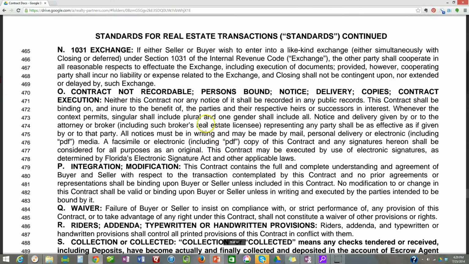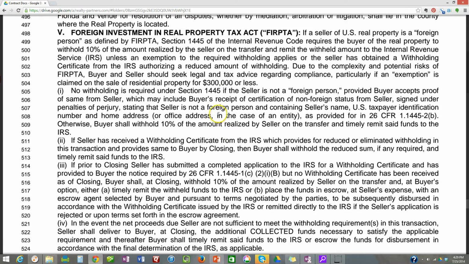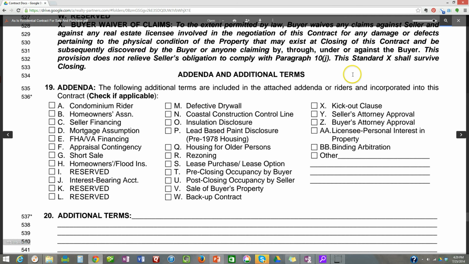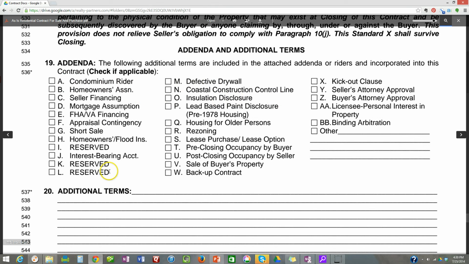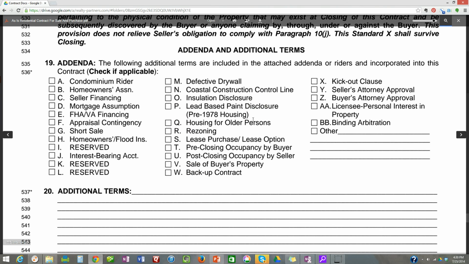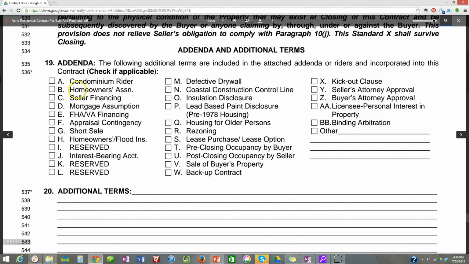Let's see, what else do we have here? 1031 exchange. These are all standard provisions that you're going to find in both contracts. We have a whole bunch of different riders listed here, which again pretty much mirrors the riders on the standard contract. A couple of things that are critical. Condominium rider. If there is a condominium, you've got to have the condominium rider executed. You have the 3-day rider of rescission until the documents are delivered.